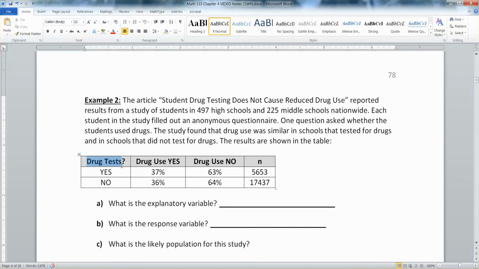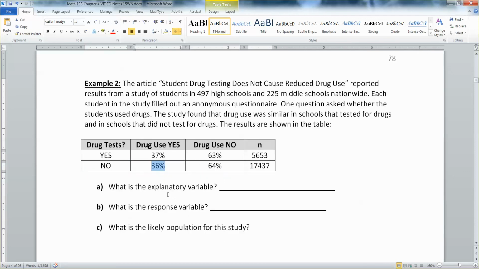So here you have drug tests in the school. So yes, drug test was in the school, or no, drug testing was not in the school. And then this should be the drug use yes and drug use no. That was a typo there. So in schools that had drug testing, about 37% of the students reported using drugs. In schools that did not have drug testing, about 36% reported using drugs.